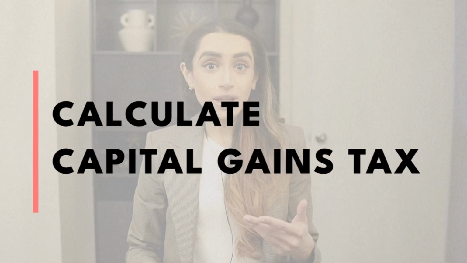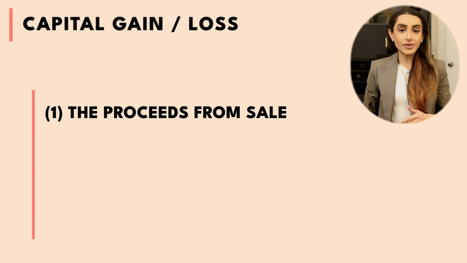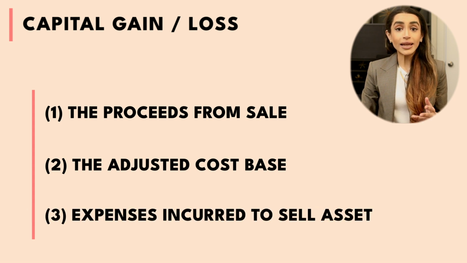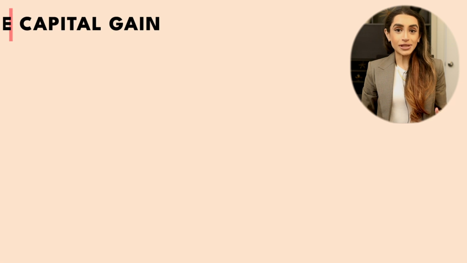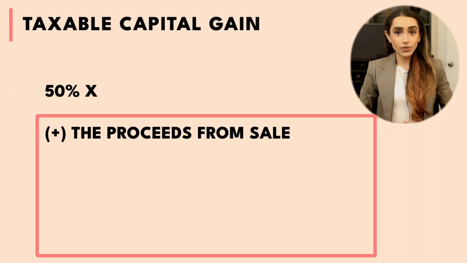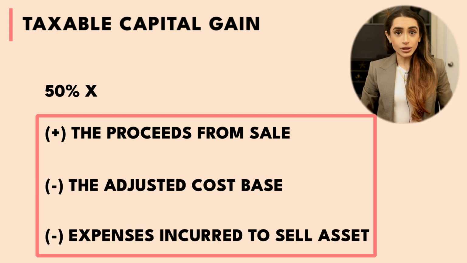So how do I calculate my capital gains tax? To calculate your capital gain or loss, you need to know the following three amounts. Number one, the proceeds from the sale. Number two, the adjusted cost base, which I will explain in a minute. Number three, any expenses incurred to sell your asset. Now, the formula to calculate your taxable capital gain is 50% times the proceeds from the sale minus the adjusted cost base minus expenses incurred to sell.